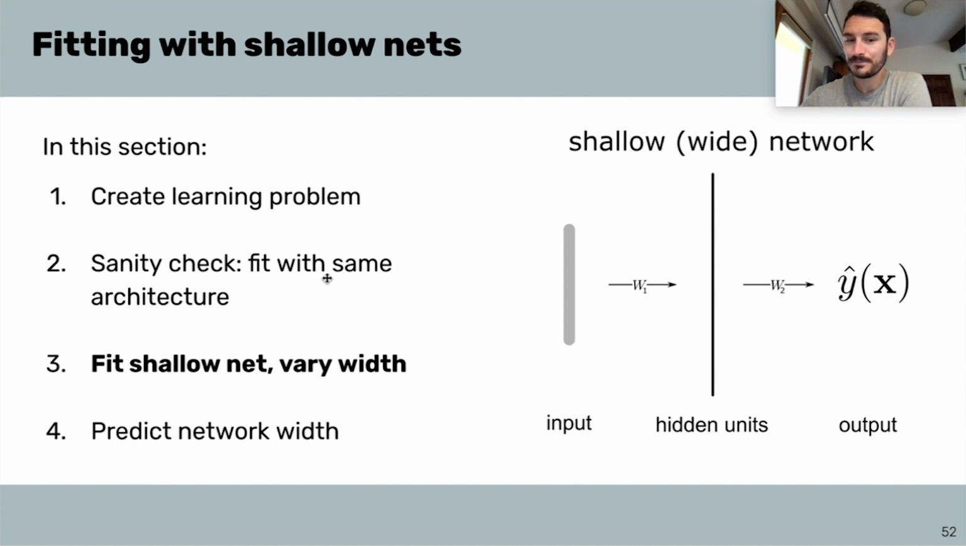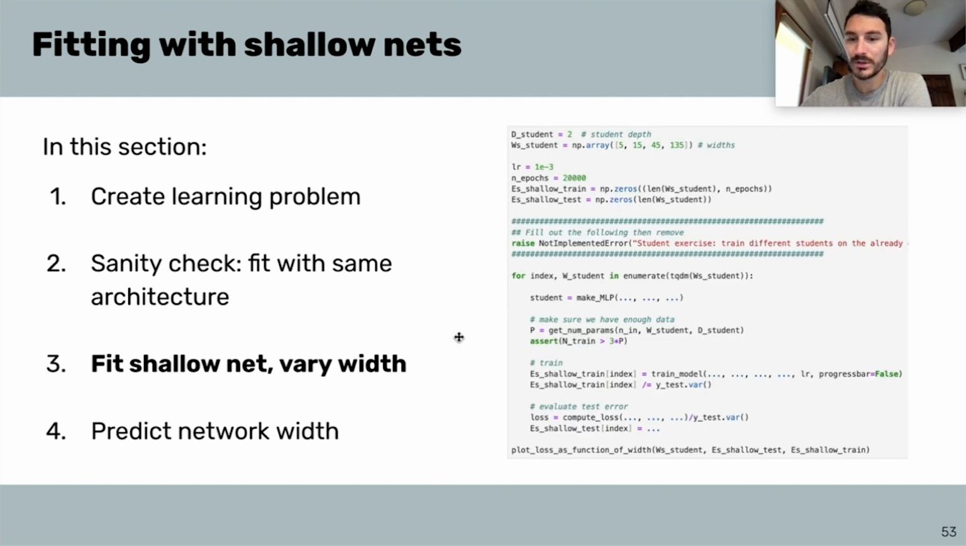So here's your code you're going to fill in. You'll note that there's a loop which iterates over different widths. At each point, we're going to generate a student network with a new width. We're going to train that student network, and then we're going to compute its test error once we've trained it. And that's going to give us a curve. How well do you do as a function of how wide your network is?